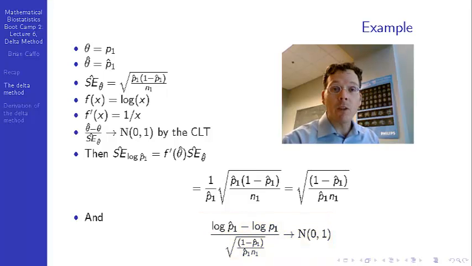So if I want a confidence interval for log p1, what I could do is take log p1 hat and add and subtract a standard normal quantile, let's say 1.96 for a 95% interval, times this standard error, square root of (1 minus p1 hat) over (p1 hat n1), and that would be an interval. And so that works out to be very convenient. The only complexity in this whole calculation, and it was very mild complexity, was calculating the derivative of the function that we're interested in. The rest of it was simple arithmetic, and that's why the delta method is so powerful.